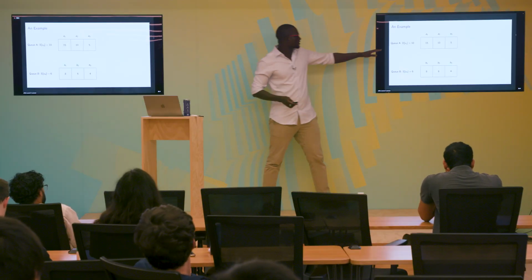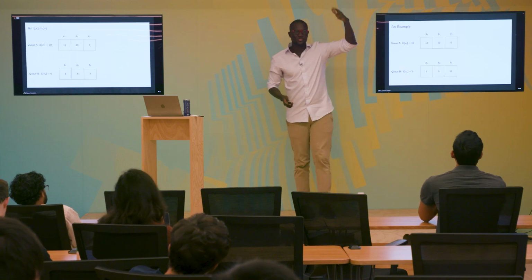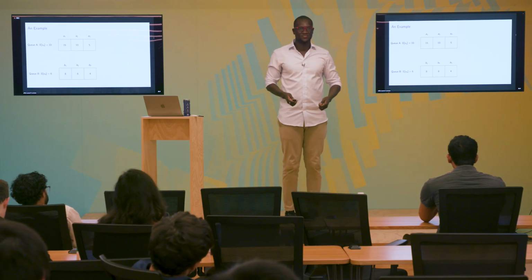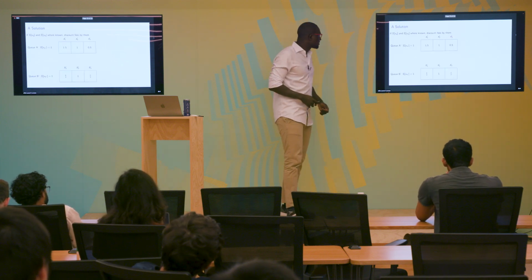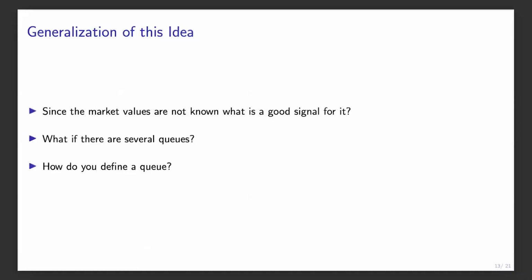but this is just if you knew the underlying distribution that is generating this, all right? And I think that's the main question: how do we generalize this idea? Of course, the mechanism is not as simple as this. Okay, the market values are not known. What will be a good signal for it?